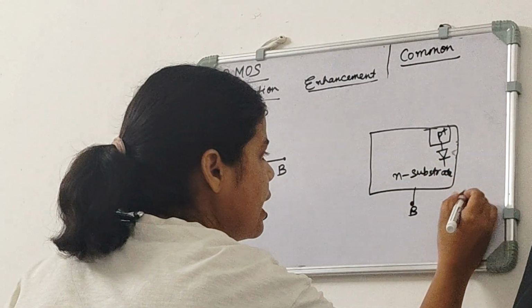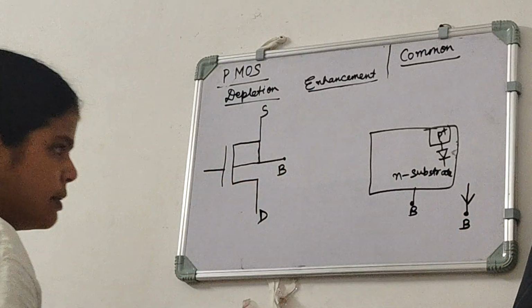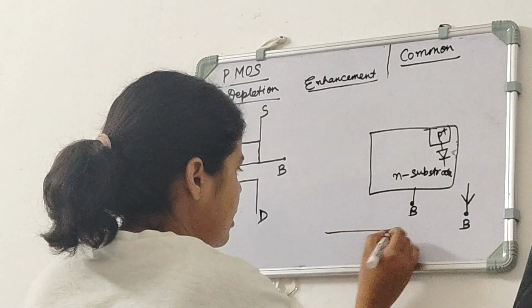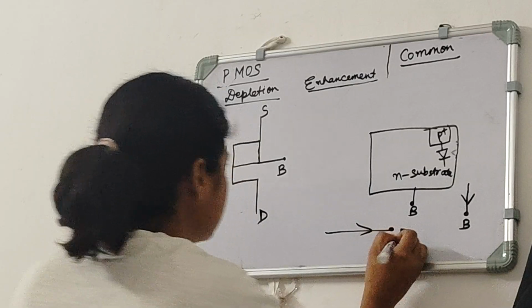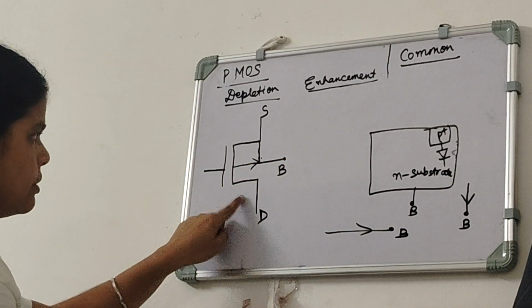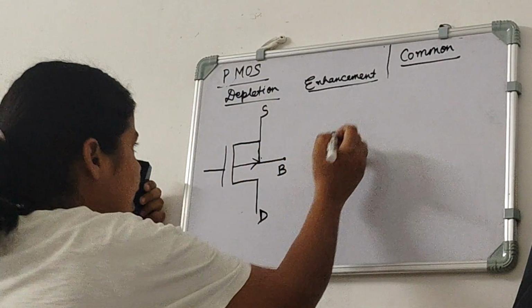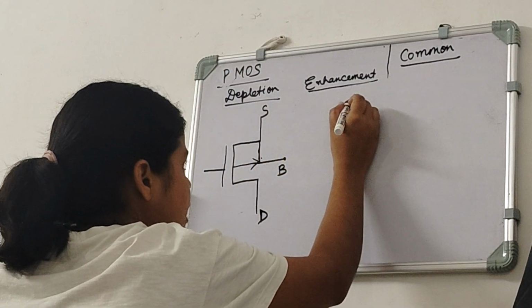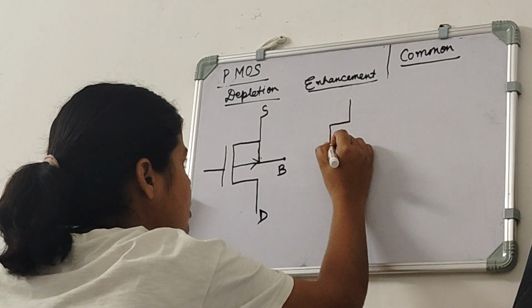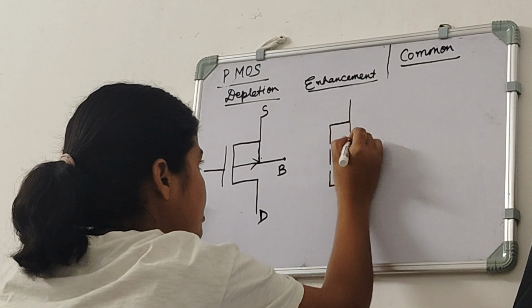So we can see that this is the body terminal and the arrow is like this. And if we tilt it, it will be like this. So here we will have the arrow in this PMOS. Now if we talk about the enhancement type, in enhancement type the only difference is that we don't have the channel present without applying any gate voltage.